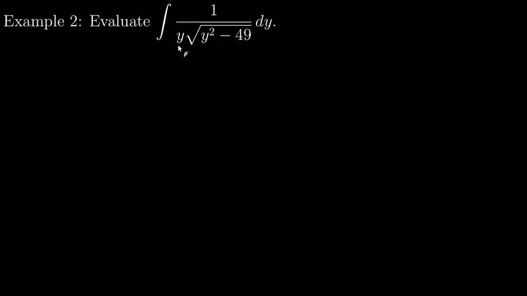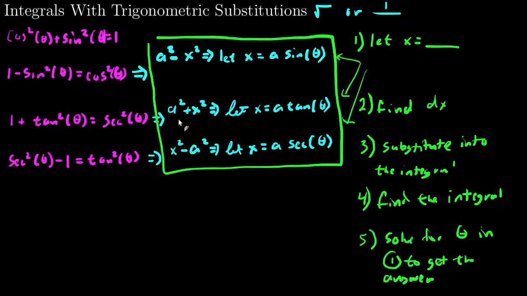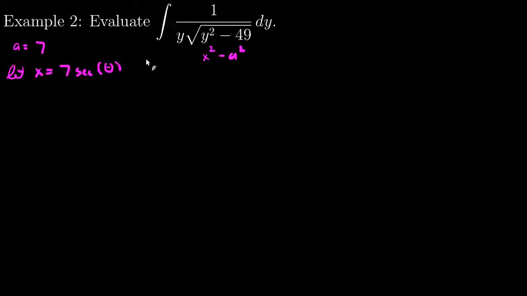Okay, another example, and this is sort of the most annoying of the examples. I have the integral of 1 over y root y squared minus 49 dy. And I see y squared minus 49, it's in this form, x squared minus a squared, which, if we recall back here, if I have x squared minus a squared, I will let x equal a secant. I can see that a is 7 because a squared is 49, so I will let x equal 7 secant theta.